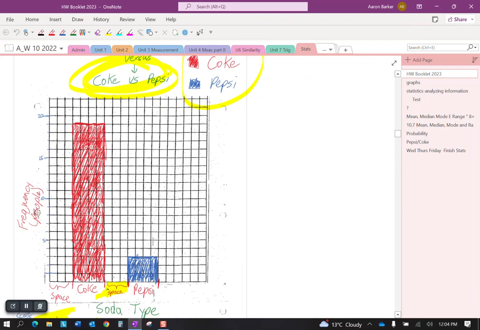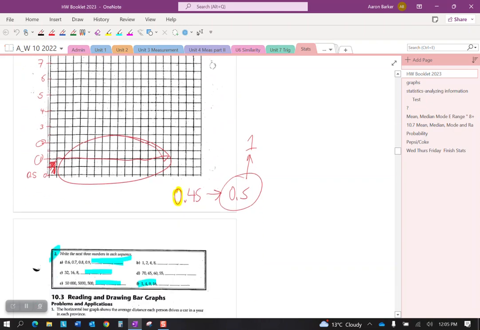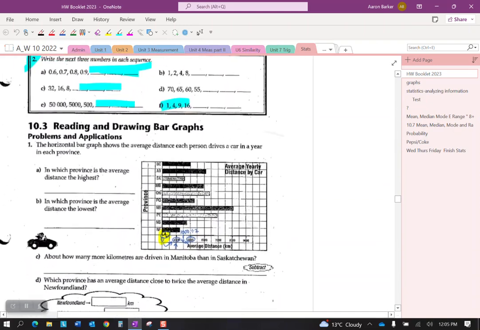Again, we should have 50% of our graph occupying our grid. So, we don't want less than 50%. You want to make sure you have a title, and make sure you have your axes labeled. Okay, going down then.